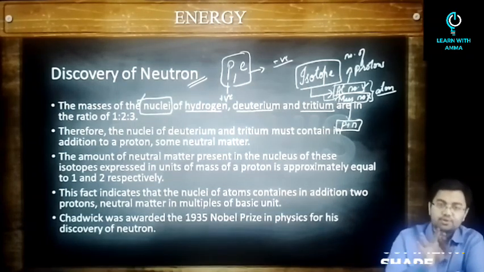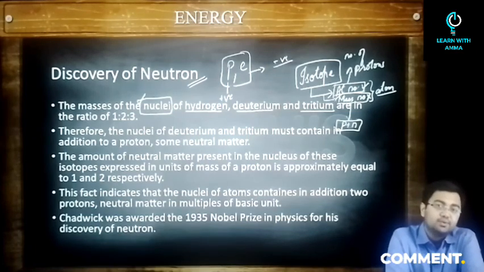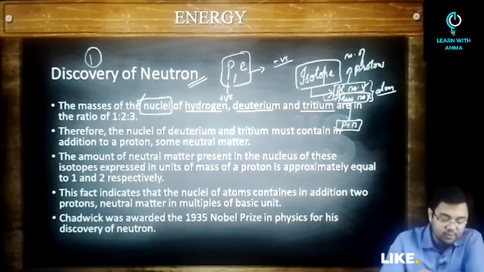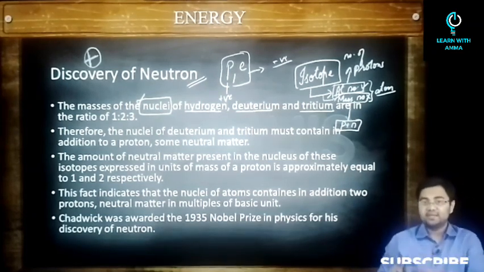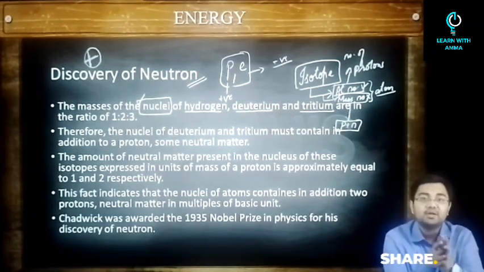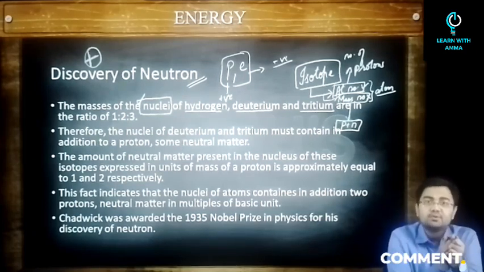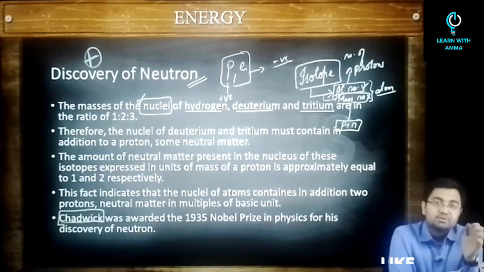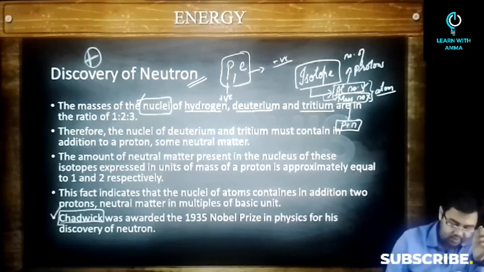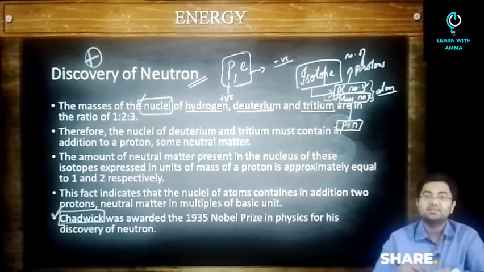So that means there should be something else that is there inside the nucleus. Now, complete charge of a nucleus is positive. What that means is, this kind of particle that exists apart from a proton is a particle which is neutral. So then this was discovered by a scientist, James Chadwick. So James Chadwick was the one who discovered the neutron when he did these experiments.